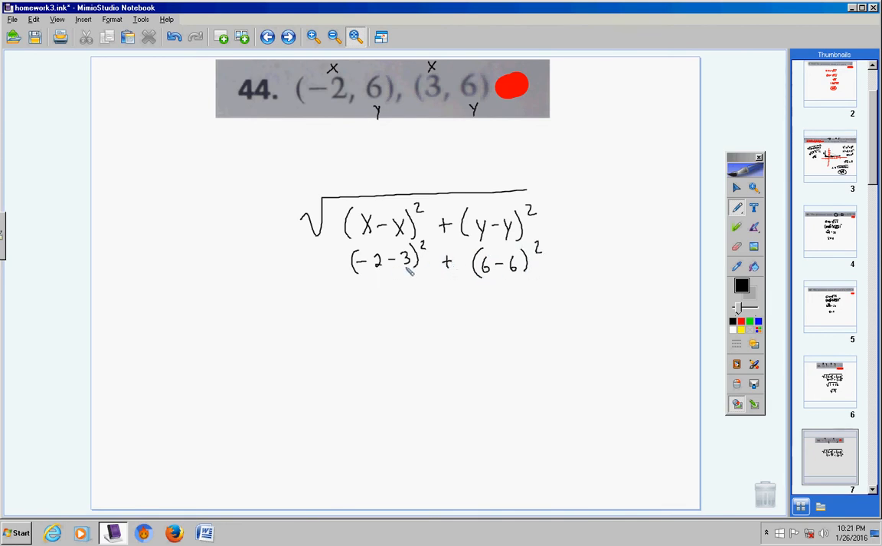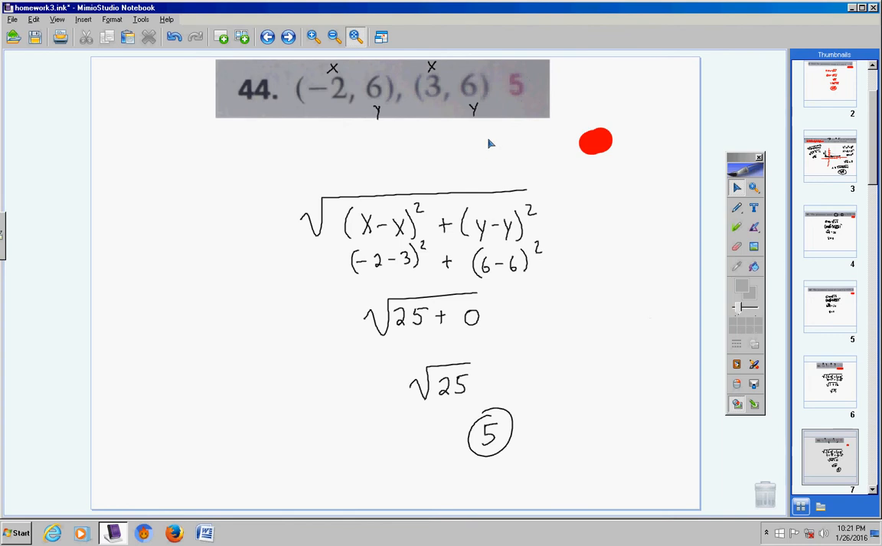Now, negative 2 minus 3 is negative 5. When you square a negative 5, you get 25. 6 minus 6 is 0. When you square 0, you get 0. 25 plus 0 is 25. And the square root of 25 is a whole number. It's simply 5. So the answer is 5. So the distance, the length between these 2 points is 5 units.